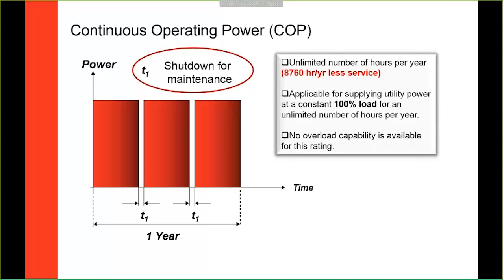This last rating I'm going to talk about here is continuous operating power, COP. Continuous operating power, similar to prime rated power that we just talked about, is really intended to operate 8,760 hours a year, around the clock.